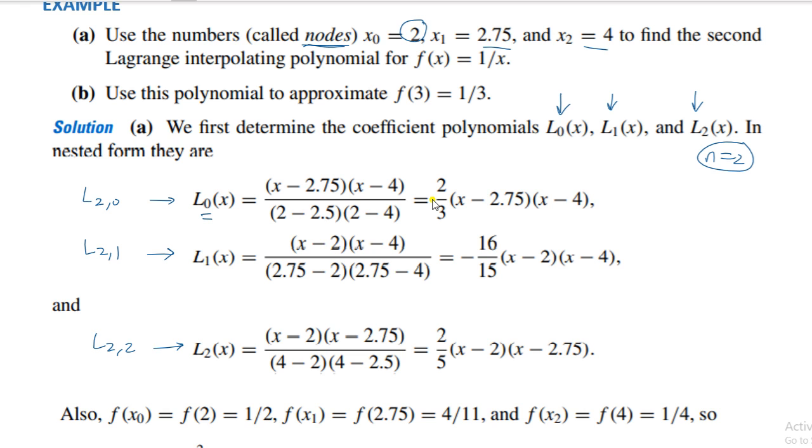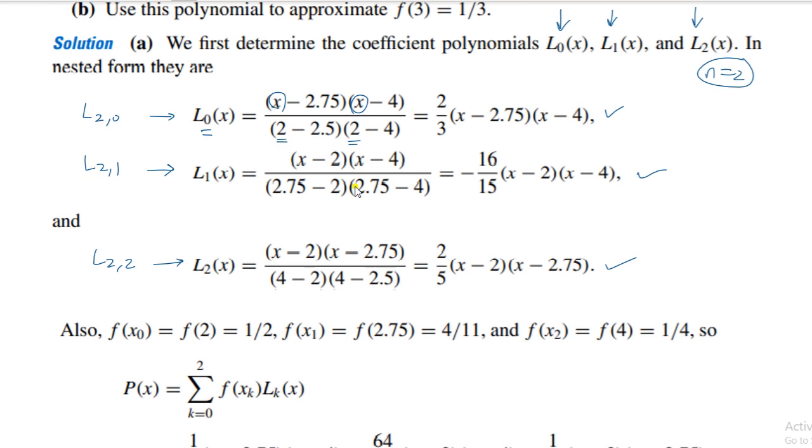X1 and x2 will be there, right? And because this 2 was missing, that's why x equal to 2 here. So this becomes 2 by 3, and these will be second degree. The reason is we are finding second degree polynomials, so they all will have second degree. After finding L0, L1, L2, you see for L1, x minus x1 is missing.